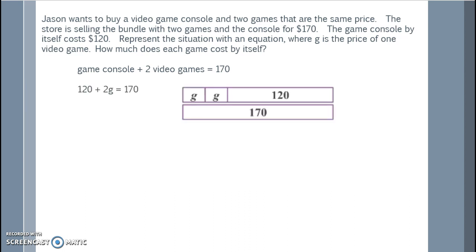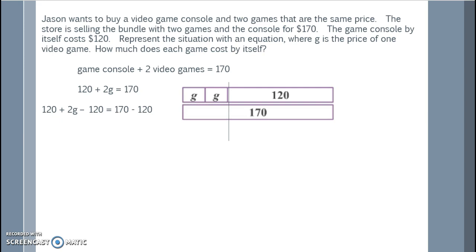We also know that the game console is $120 plus the 2 video games, which we represent with G, must equal 170. So I have the tape diagram here. I have 2G plus 120, all of it together must be $170. Well, I see if I cut a line down and put the variables on one side and the numbers on the other, if I were to subtract 120 from both sides, that kind of knocks it off and I can just look at a portion of the tape diagram.